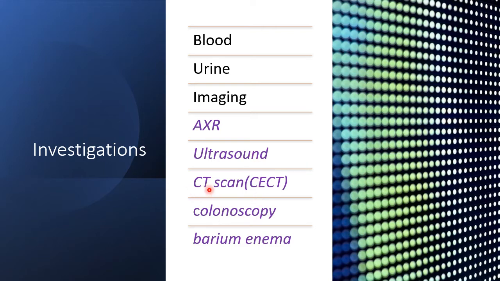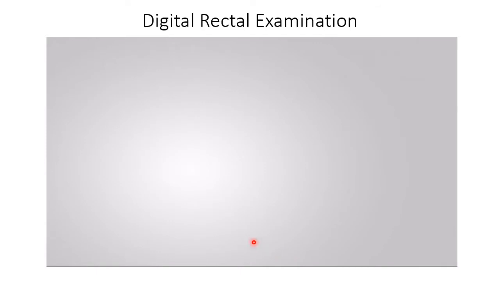Next important is CT scan, especially contrast-enhanced CT scan, colonoscopy, and barium enema, which is becoming less important these days because of the wide availability of colonoscopy. Okay, now I'll go through a short 3-minute video on digital rectal examination.